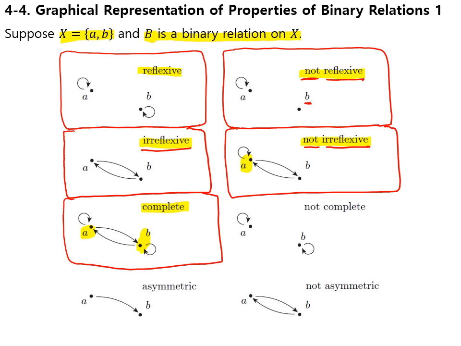And for every pair, we can see that there's a relation from one way or the other. So if we choose A and B, we can see that A is related to B and B is related to A. That's okay. But you can also see that if we choose the same element to consist of the pair, so if we choose A and A, we can see that A is related to A and B is also related to B. So the relation is complete.